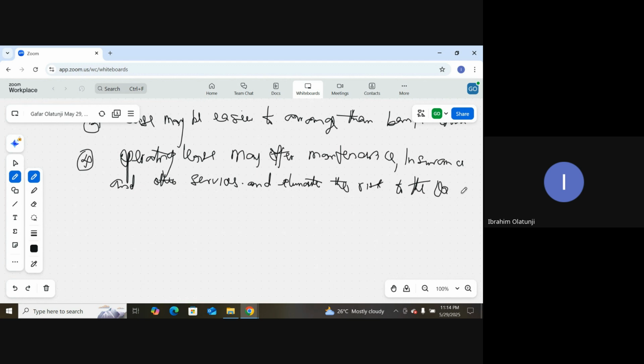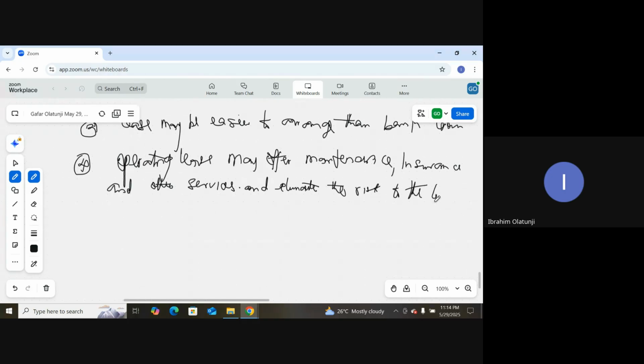you know, the risk is actually, under an operating lease, who is going to bear the risk? To eliminate the risk to the lessee. Lessee or lessor? It is the lessee, because it will eliminate the risk to the lessee. Eliminate means it will remove the risk from the lessee.